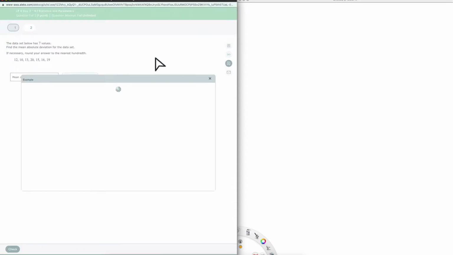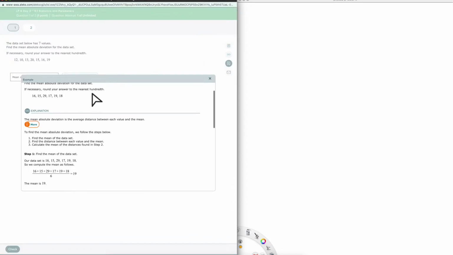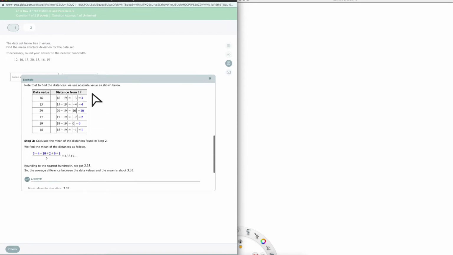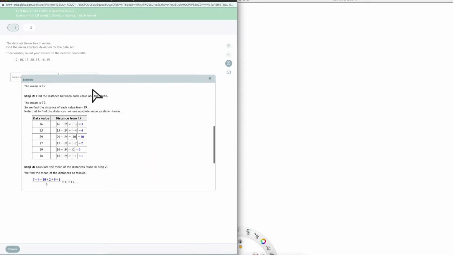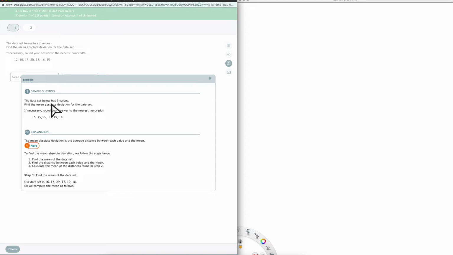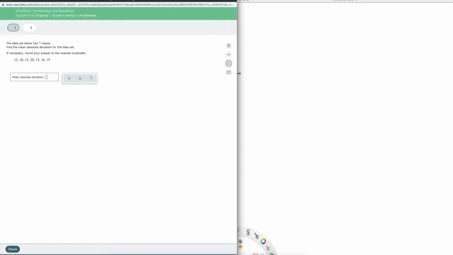Example will show you exactly how to solve a problem just like this one. So it will show you how to do what's called the mean absolute deviation, which I'll explain in just a moment. You can open another example once you're happy with that one. And message center, you can message your teacher directly from the screen. It'll attach a picture of the problem so that your teacher knows where to come help you. All right, let's go ahead and get started on this guy.